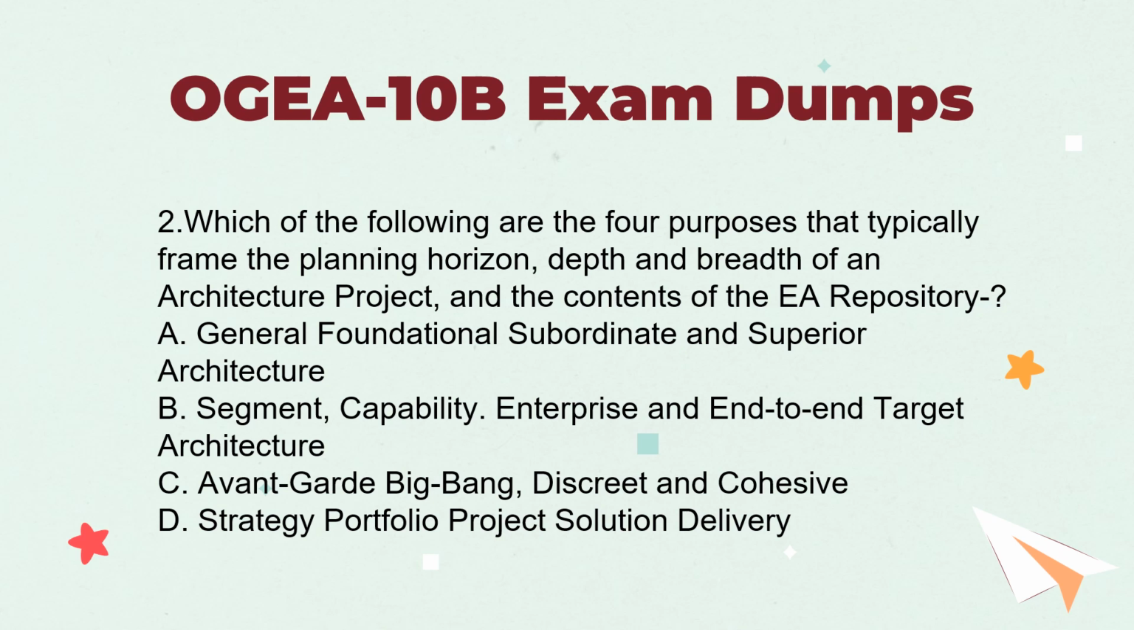2. Which of the following are the four purposes that typically frame the planning horizon, depth and breadth of an architecture project, and the contents of the EA repository? A. General, foundational, subordinate and superior architecture. B. Segment, capability, enterprise and end-to-end target architecture. C. Avant-garde, Big Bang, discrete and cohesive. D. Strategy, portfolio, project, solution delivery.